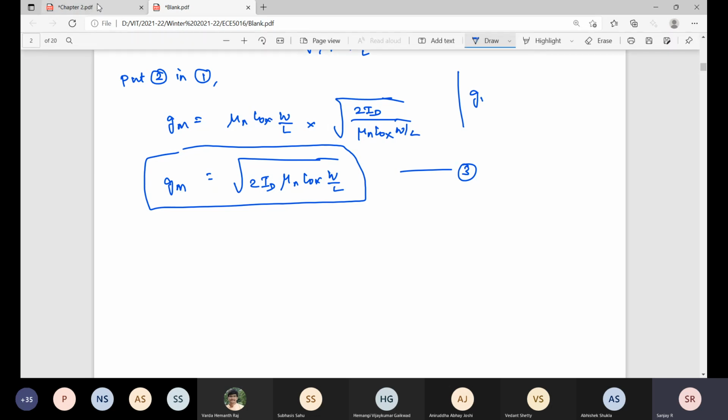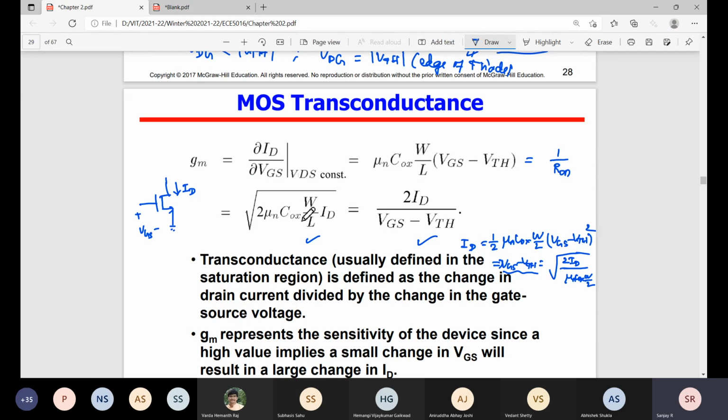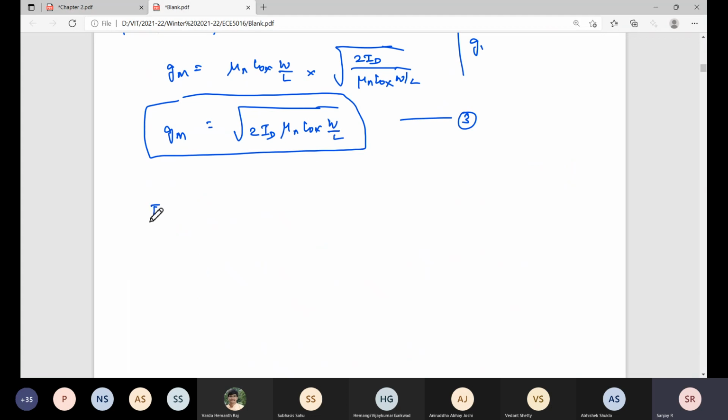Okay, so now one more expression. This expression we derive: gm equals 2 ID divided by VGS minus VT. Fine. So now, what is ID? ID is half mu n Cox W by L (VGS minus VT) whole square.